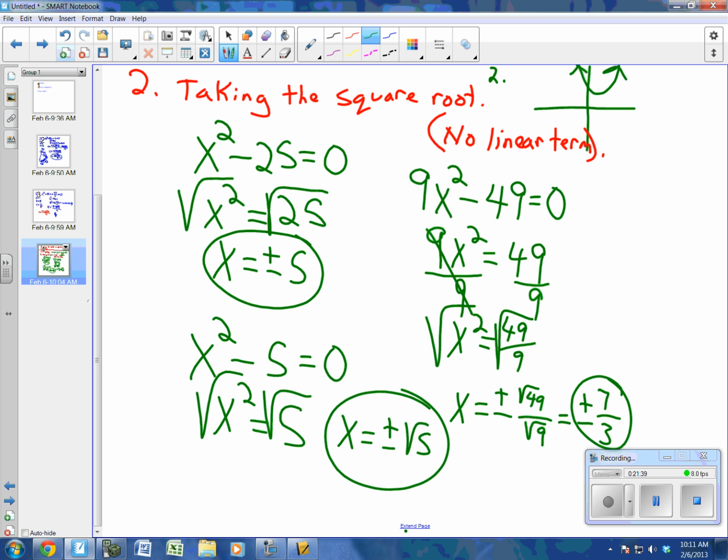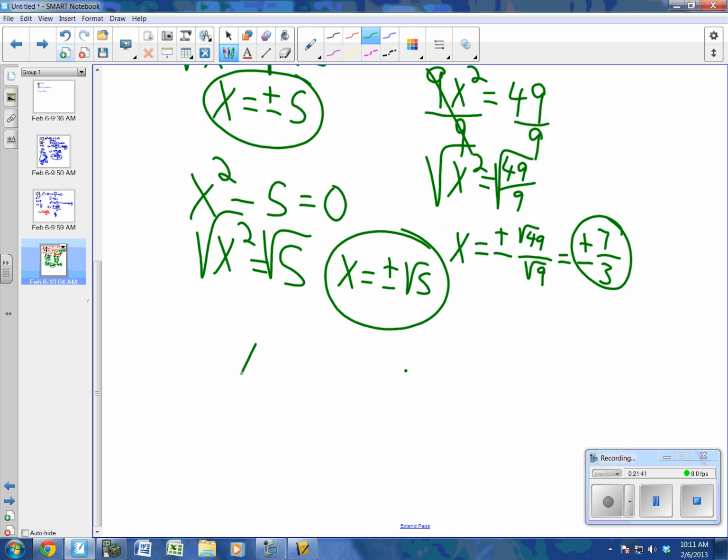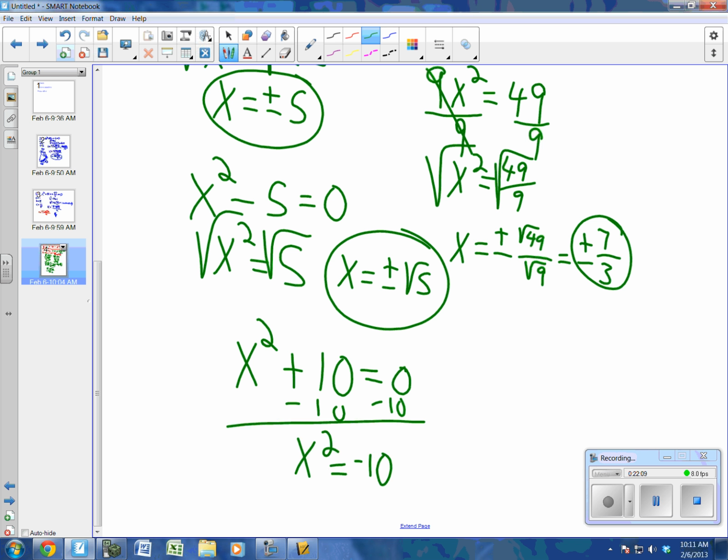One last one like this. X squared plus 10 equals 0. X squared plus 10. What can I do right here, Austin? What can I do right here to get x by itself? I got to get rid of this plus 10. How do I get rid of that? Minus 10. And I get x squared equals -10.